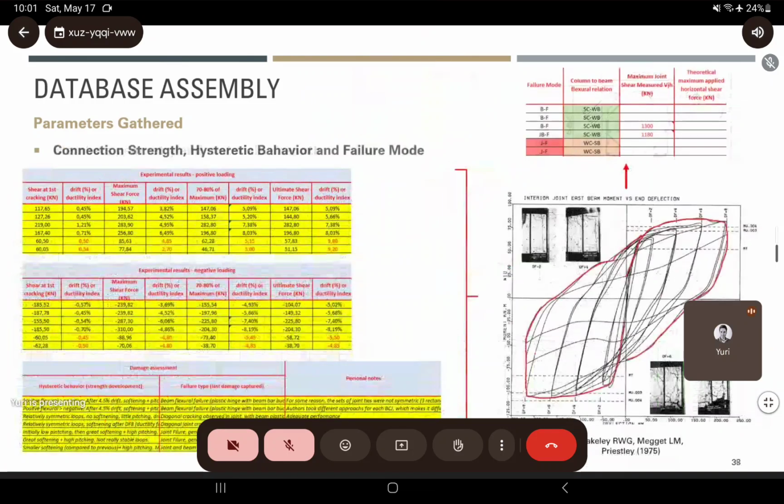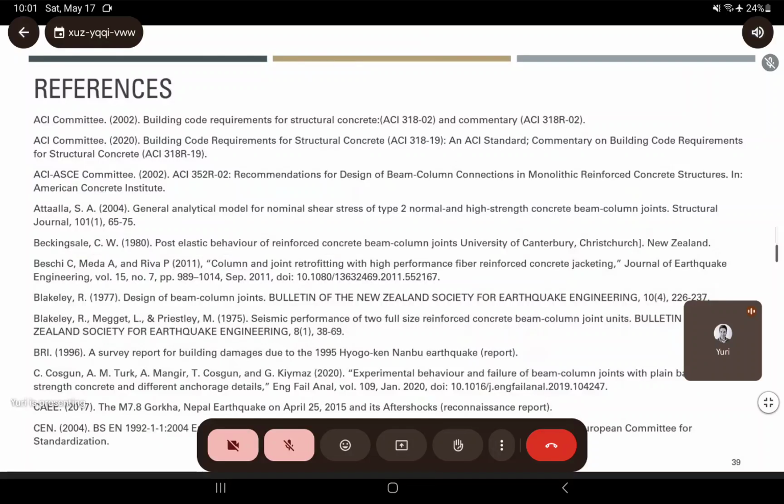Okay. Once all that is input, we go into the strength of the connections. Whenever we can find data in tables, it's easier for us. Whenever we cannot find it, we extract data from the hysteretic curves that we see in the experiments. So we are taking connection strength, hysteretic behavior, and failure modes into consideration. It is a very extensive job. We intend to finish this really soon.